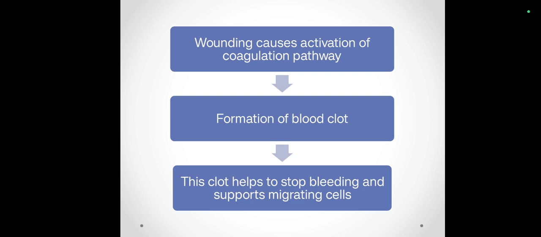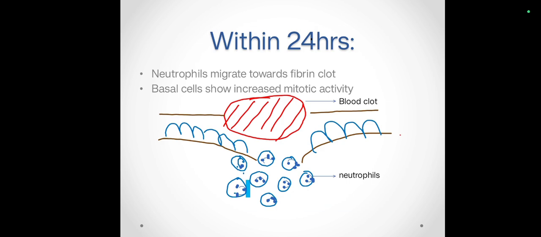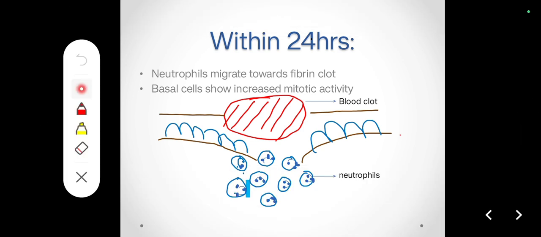Firstly, injury causes activation of the coagulation pathway, because of which there is formation of a blood clot. Now this clot stops bleeding and it also supports the migrating cells. Within the first 24 hours of injury, neutrophils migrate towards the fibrin clot. This is the injured part, because of which there is a breach in the continuity of the skin, and you can see the blood clot here. The basal layer of the epidermis is also discontinued, and towards the blood clot these neutrophils are migrating.